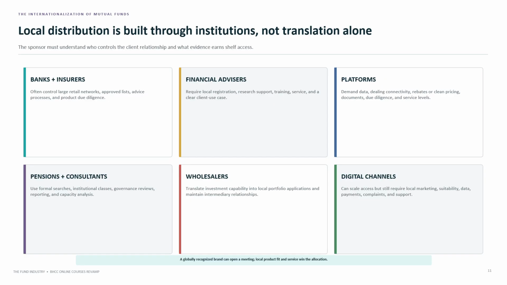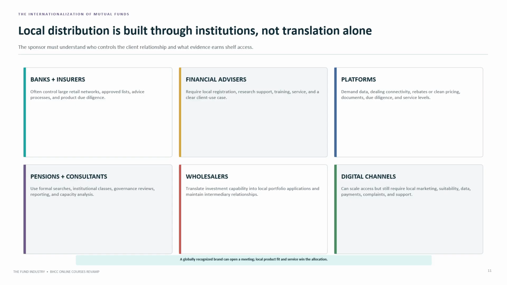Local distribution is built through institutions, relationships, and an operating integration. Banks and insurers may control large retail networks, approved product lists, advisor processes, and centralized due diligence. Financial advisors need a clear client use case, local research support, training service, and the correct regulatory setup. Platforms require dealing connectivity, documents, data, identifiers, rebates or clean pricing, due diligence, and dependable service levels.